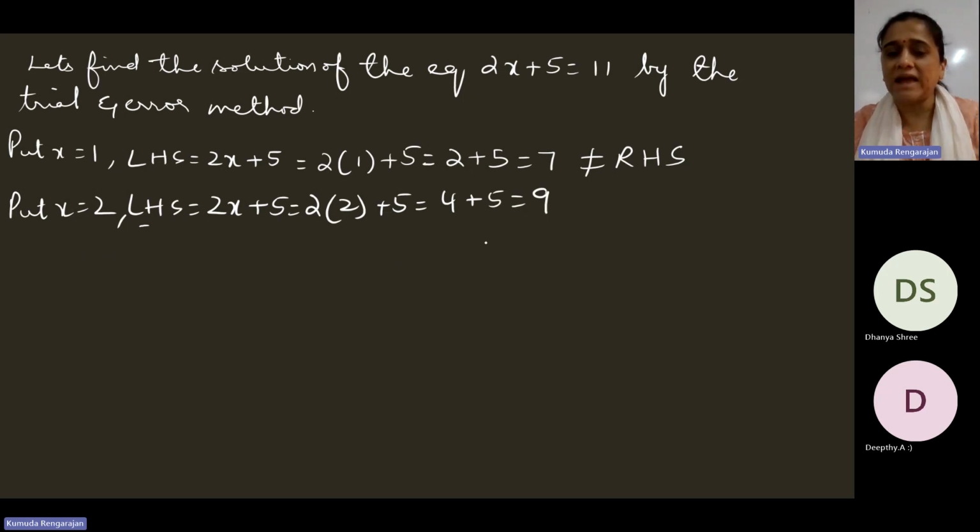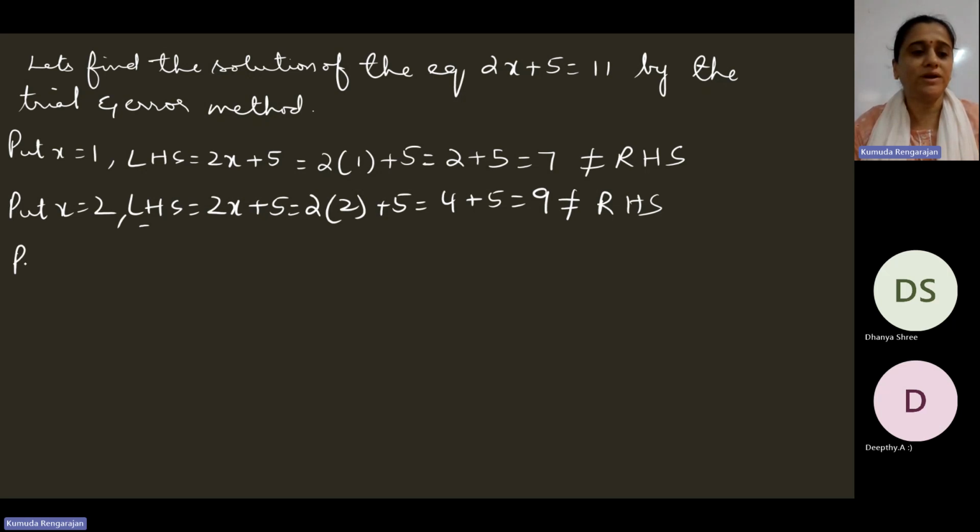What is 9? The value of the left-hand side. The left-hand side is 2x plus 5. When you take x as 2, it is 2 into 2, 4 plus 5, 9. So 9 is the value of the left-hand side when x is equal to 2. But what's the RHS? No simplification is needed. We directly have the value of the RHS, 11. So LHS is 9, which is not equal to the RHS, which is 11.